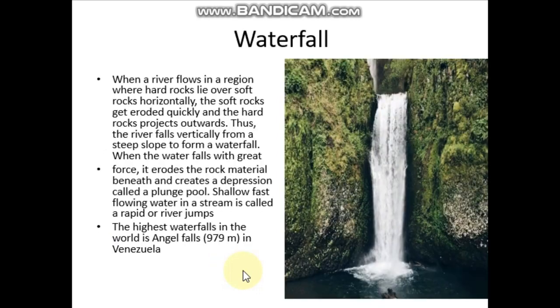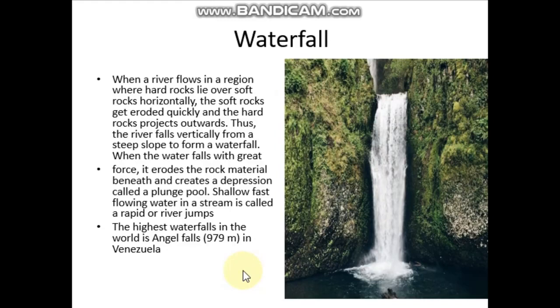Next one is the waterfall. You all know this waterfall. For example, we can see waterfalls in Kuttalam also. When a river flows in a region where hard rocks lie over soft rocks horizontally, the soft rock gets eroded quickly and the hard rock projects outwards. Thus, the river falls vertically from a steep slope to form a waterfall.